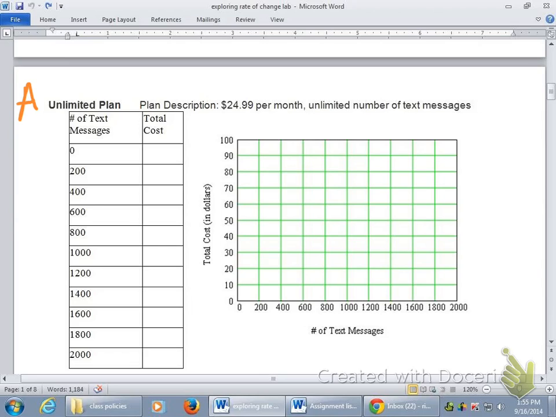Okay, here we're looking at the unlimited plan. The unlimited plan was $24.99 per month, unlimited number of texts. So we're just going to slowly fill out our table, and after we fill out our table, we'll graph it and we'll discuss what's going on.